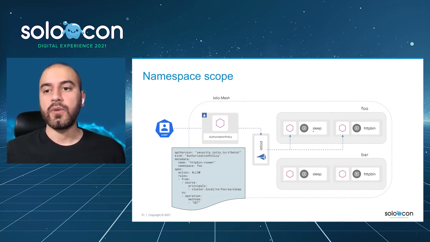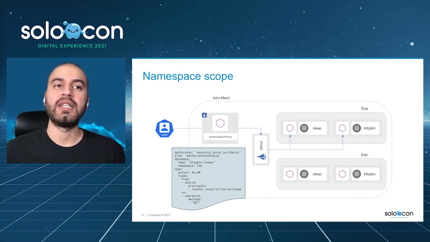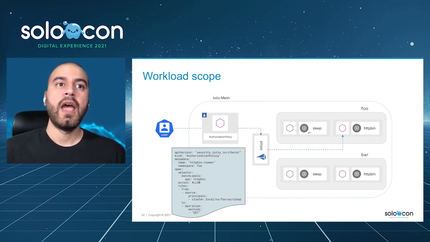And again, the selection is for the target, I should say. It's kind of hard to reason about, but you're targeting a workload, and that is the workload that's the destination of traffic, essentially. And then you can also specifically target a workload only, right? So in this case, we're targeting the httpbin app through label selection in the foo namespace.